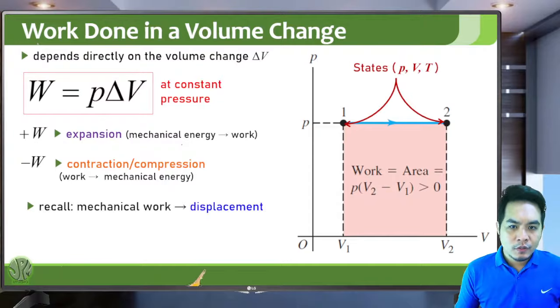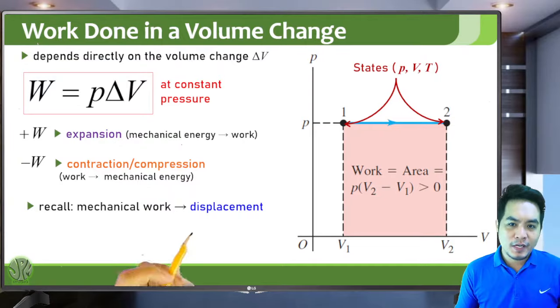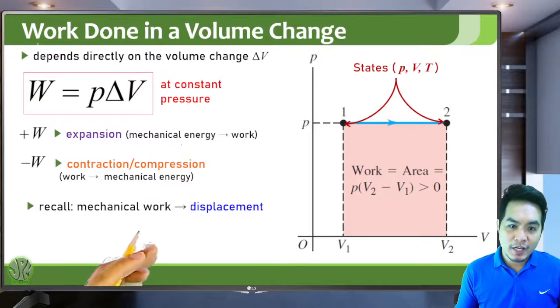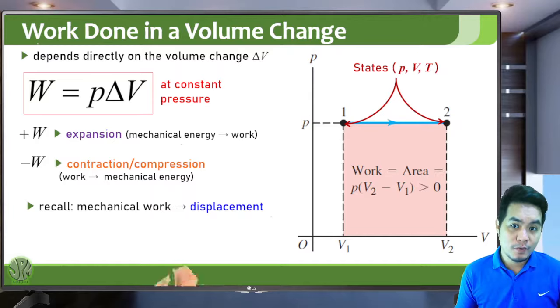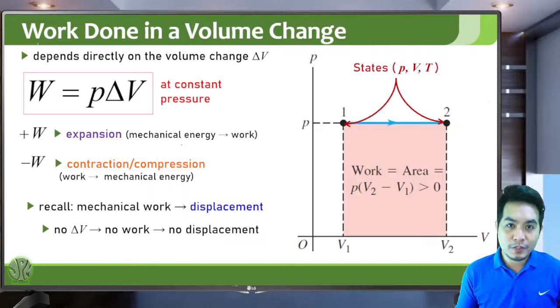In this PV diagram, we didn't show the temperature, but one state in general has pressure, volume, and temperature values. If you recall from mechanics, mechanical work produces displacement. So if there's no change in volume, there's no displacement, there's no change in position, and so there's no work.